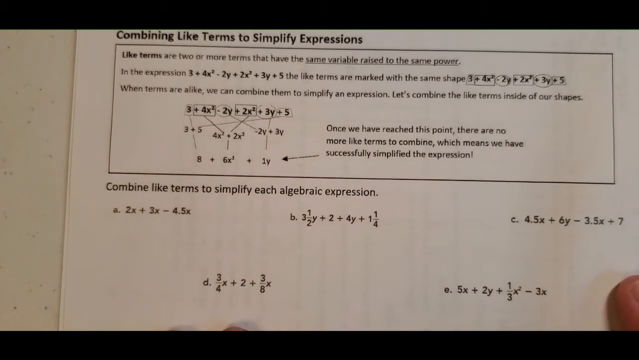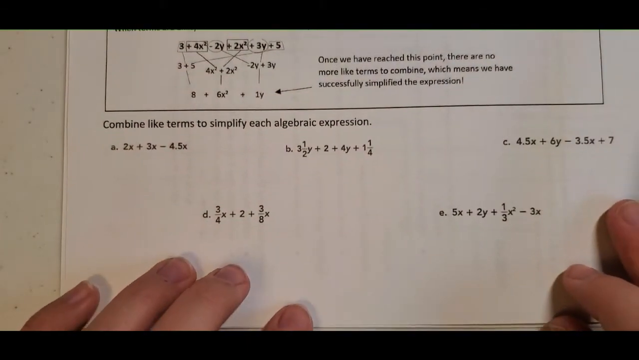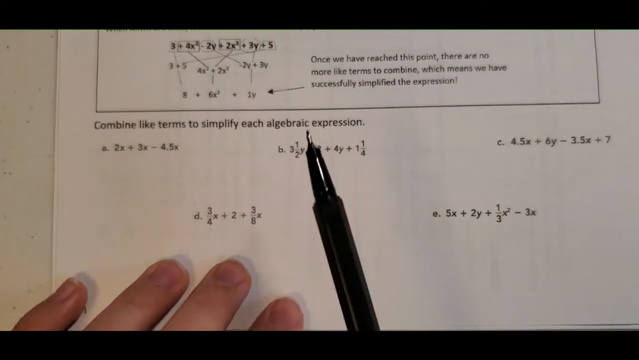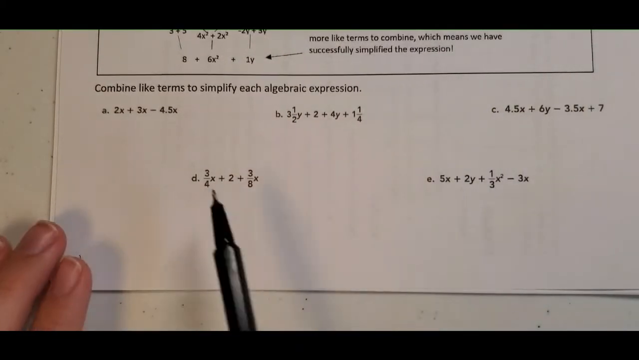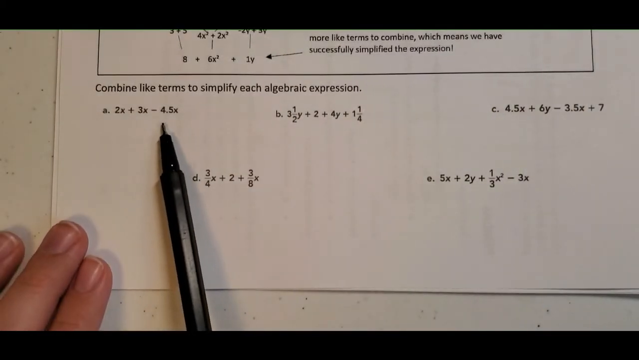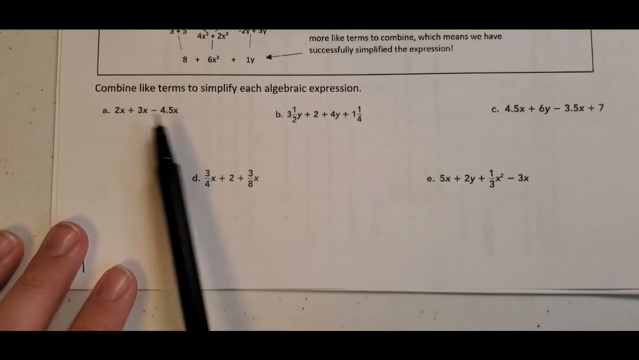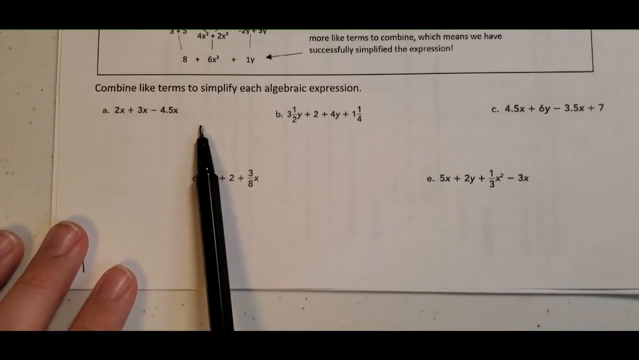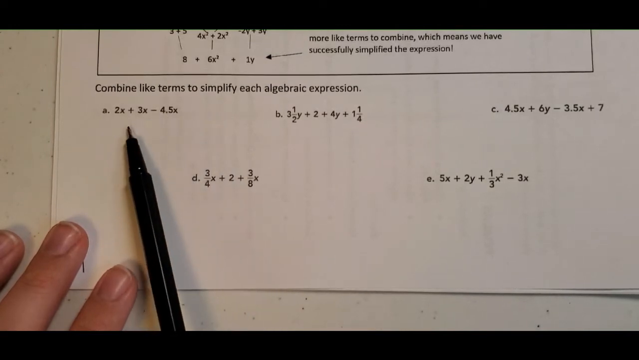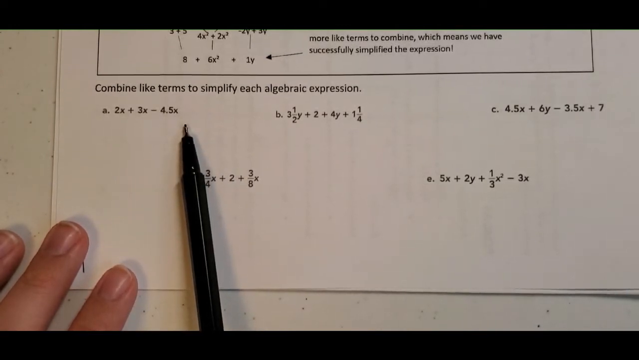Okay? So this is what we're going to do. Let's start with A. It says 2x plus 3x minus 4.5x. So they all have x, so they are all just combining. So I'm just going to move from left to right because it's just adding and subtracting.